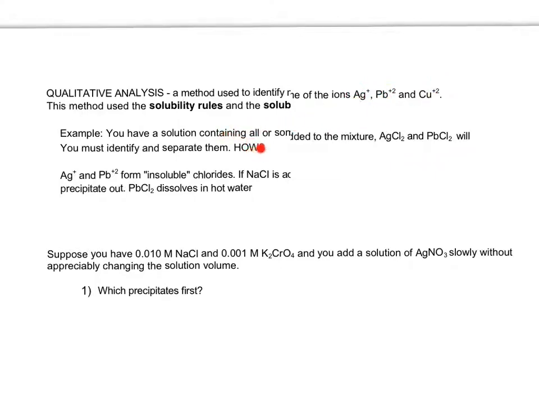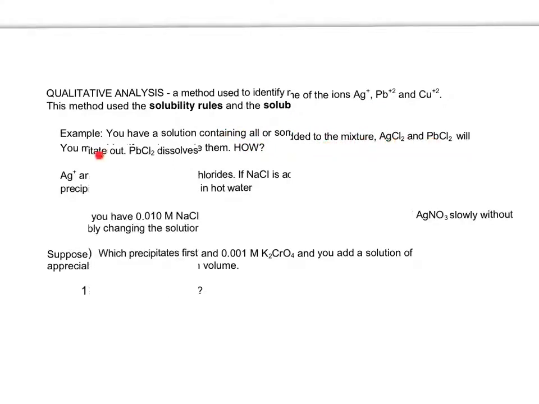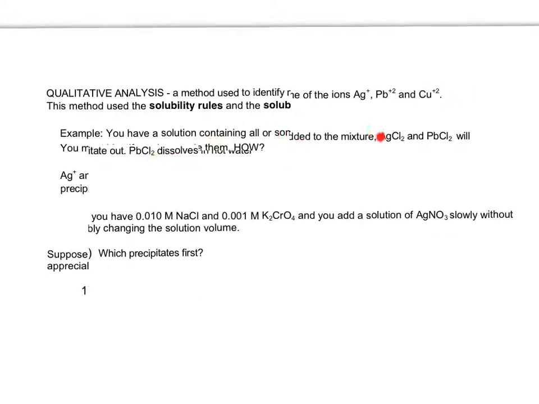So if I add NaCl, then the AgCl and the PbCl2 would precipitate out, and what you would be left with in solution would just be your copper 2+ ions. So that's one way to separate the copper 2+. And then you can compare the different solubilities of the AgCl and the PbCl2, and add a little bit of water, or maybe even heat up your solution.